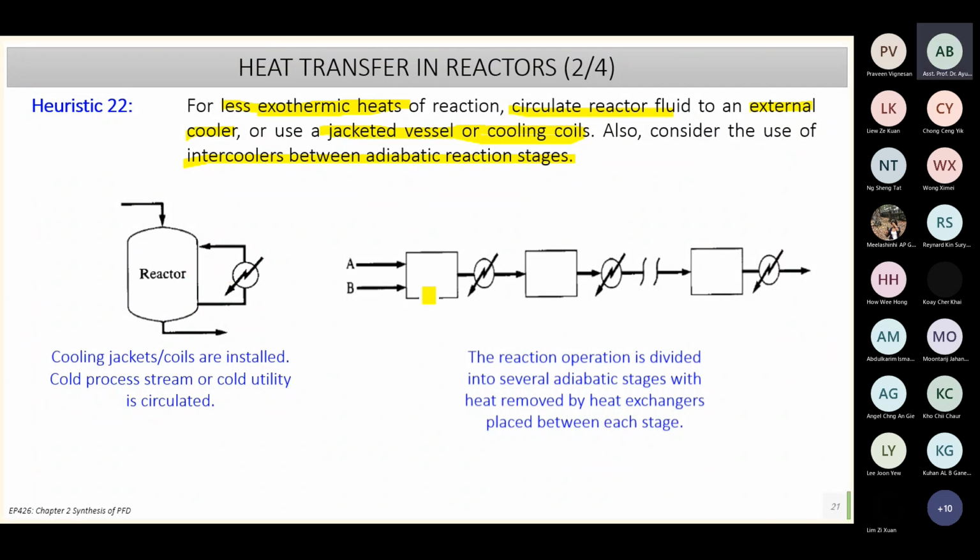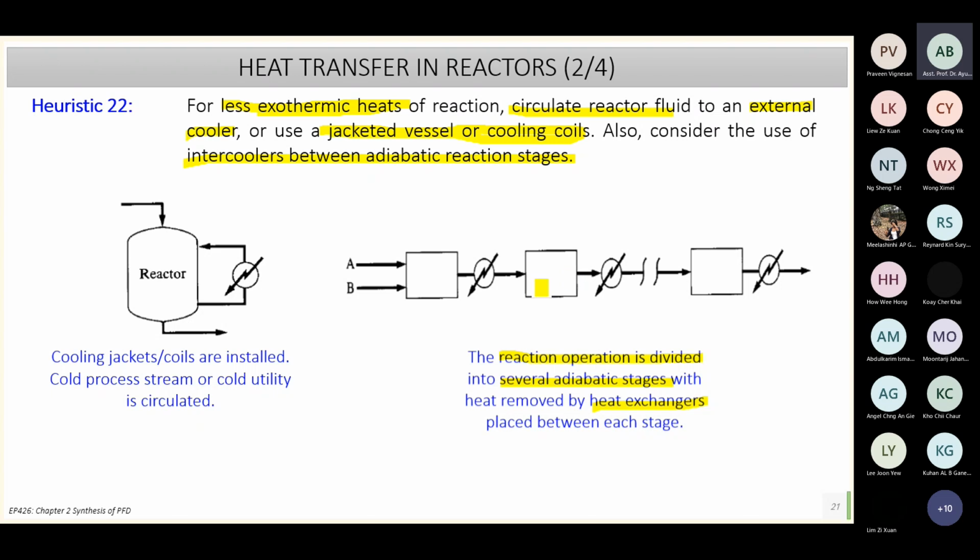This diagram explains the divided stages. The reaction operation is divided into several adiabatic stages with heat removed by heat exchangers placed between stages. So now you separate them into stages. Before it enters the next stage, you cool down first. Then go to the second stage.